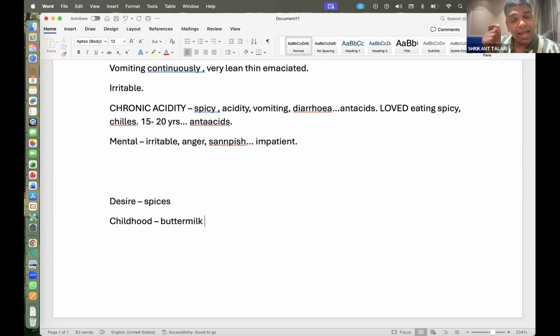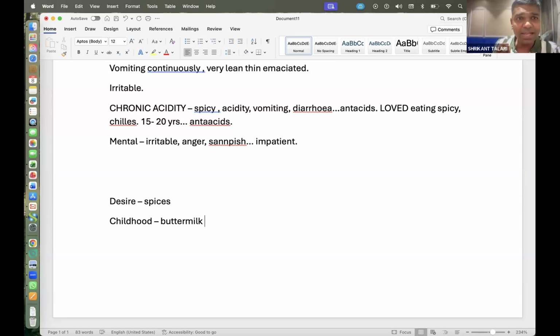So then what I did, I re-repertorized the case. I said the first thing that the remedy should have is buttermilk aversion, more than spice. Because what I realized in that moment is that this buttermilk is an inherent symptom. Aversion, not aversion, aggravation from buttermilk is an inherent symptom. It is there before any disease began.